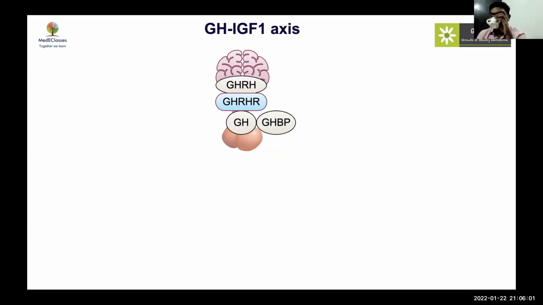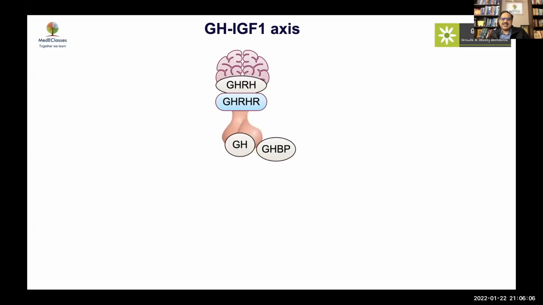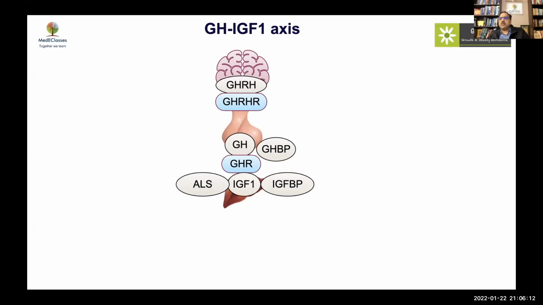This growth hormone then binds to the growth hormone binding protein to reach its target site, largely the liver, where it acts on the growth hormone receptor to cause the production of 3 important growth hormone related peptides, namely insulin-like growth factor 1, IGF-1, insulin-like growth factor binding protein, and acid labile subunit.